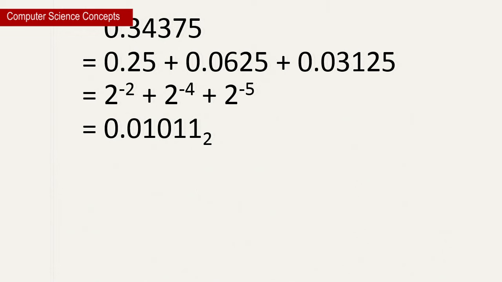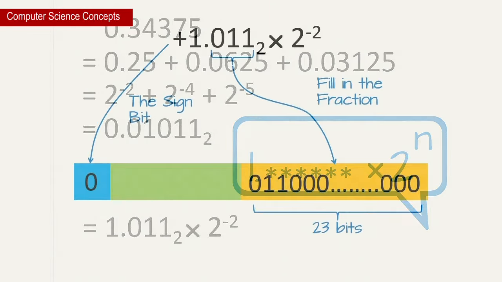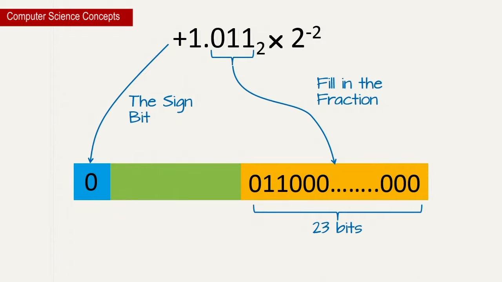Now, we will shift the decimal points so that this is in this format. Therefore, we obtain 1.011. Take only the fraction part, which is 0.011. Put that in the fraction part. And also, since this one is a positive number, use the sign bit as 0.